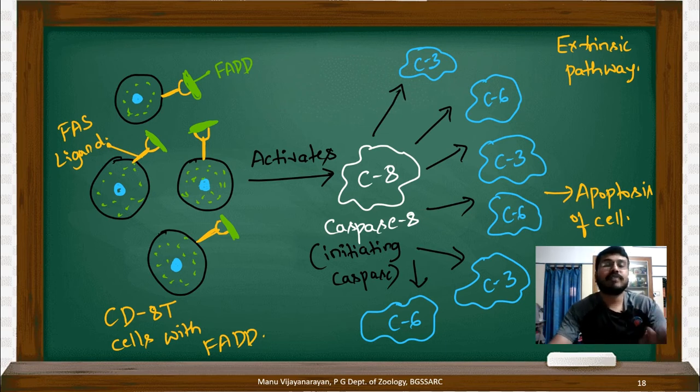So to brief the extrinsic pathway, whenever any cell has got damaged due to external factors, the cell produces a FADD signal, which is very well recognized by CD8 T cells, which induce the caspase activity, which in turn leads to the apoptotic way of killing the cell.